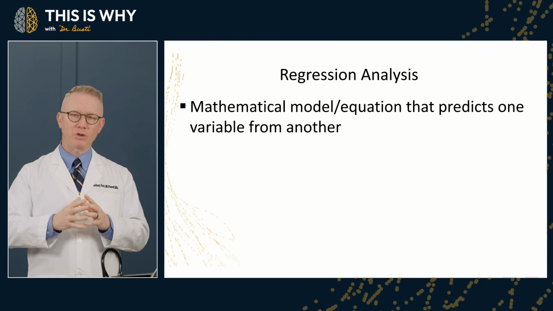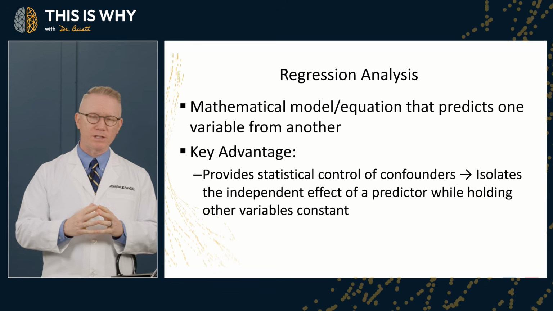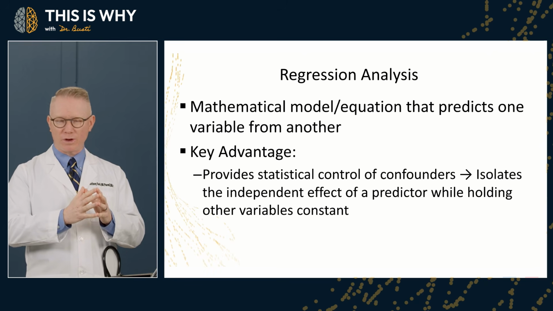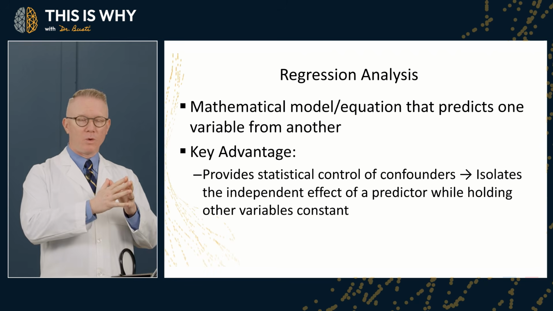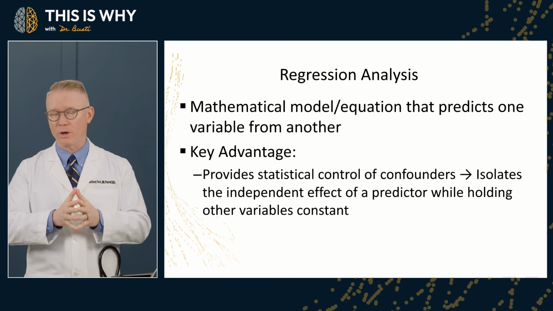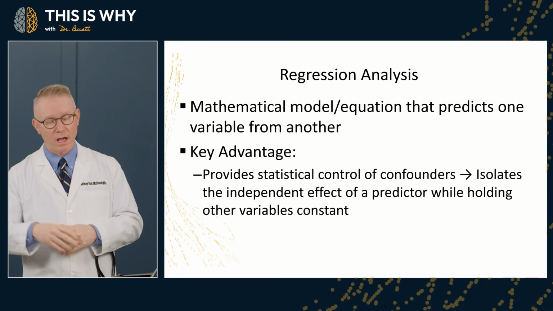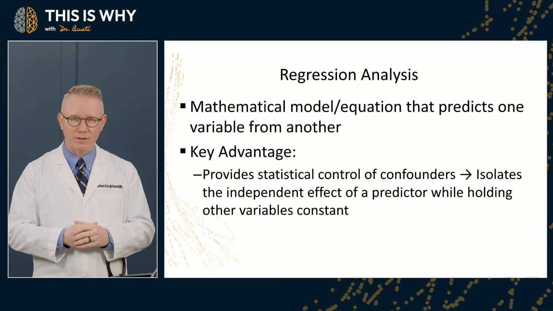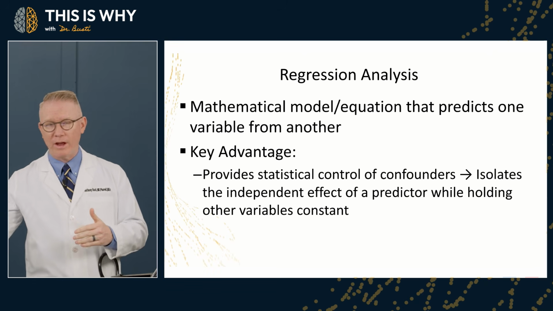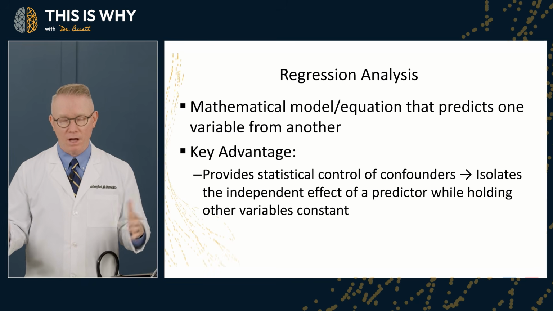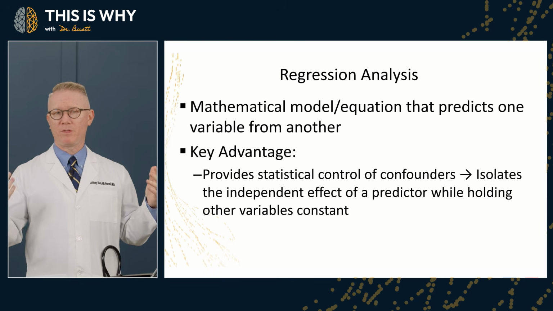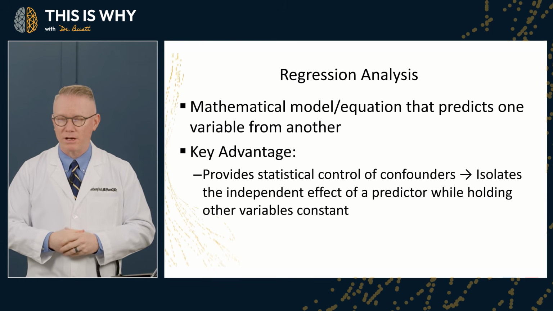But what we're really trying to figure out here is we're trying to provide a mathematical model and an objective indicator of what degree of statistical control we can have on a confounder. It helps us to isolate the independent effects of a predictor while also holding other variables in the background constant, because they exist. And we remember even thinking about baseline characteristics in a clinical trial.